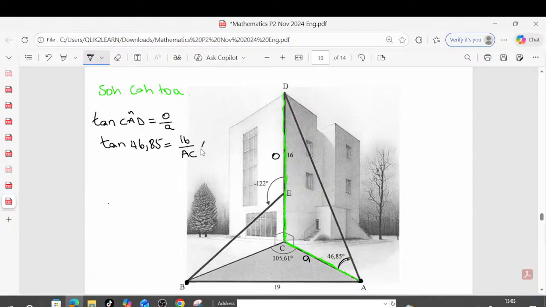I can just remove the fraction first by multiplying both sides by AC. Therefore, AC times tan 46.85 equals 16. Then divide both sides by tan 46.85, and we're going to get AC to be 16 over tan 46.85. You punch that on the calculator, and you're going to get the length of AC.